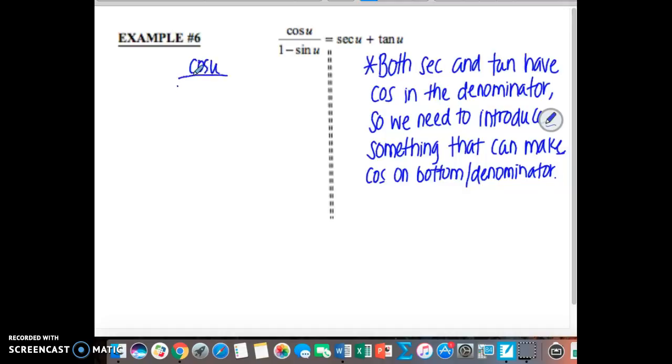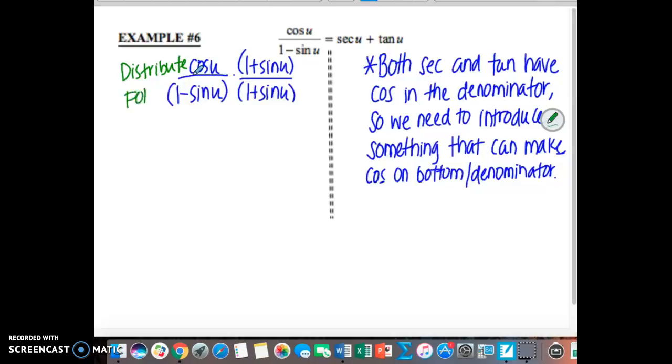cosine of u divided by 1 minus sine of u. We multiply the numerator and denominator by 1 plus sine of u divided by 1 plus sine of u. On top, we are going to be distributing. And in the denominator, we will be FOILing.